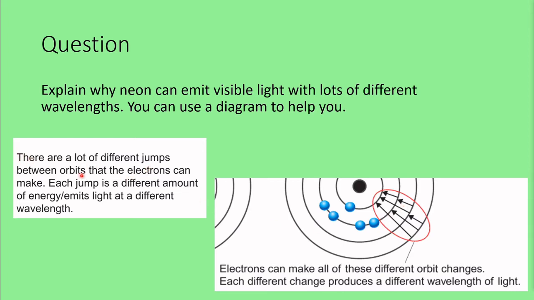So there are a lot of jumps between orbits that electrons can make. Each jump is a different energy and emits a different wavelength of light. So for example, this one here might produce, say, blue light. This one here might produce red light.